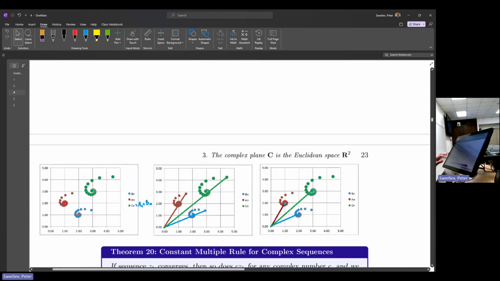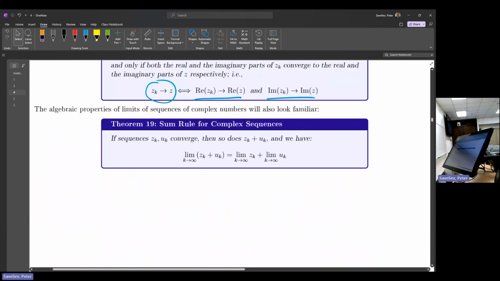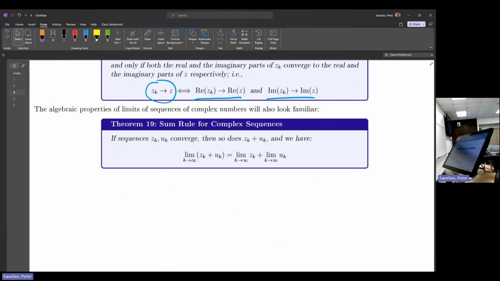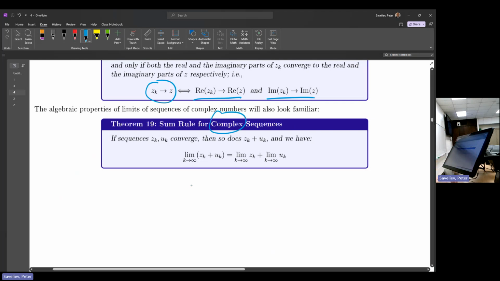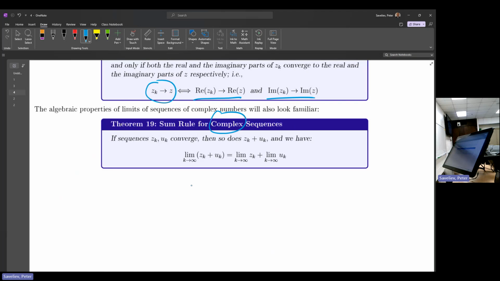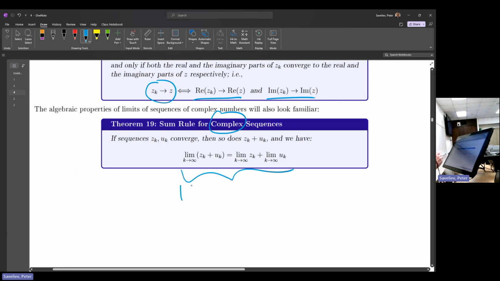So if it looks unusual, look at this formula. This is entirely identical, the theorem itself. Except for the word complex over here, it's actually the same exact theorem as you see in calculus 1 or calculus 2. So sequences converge, so does their sum, and then the limits. Try to say it in words: the limit of the sum is what? The sum of the limits is.